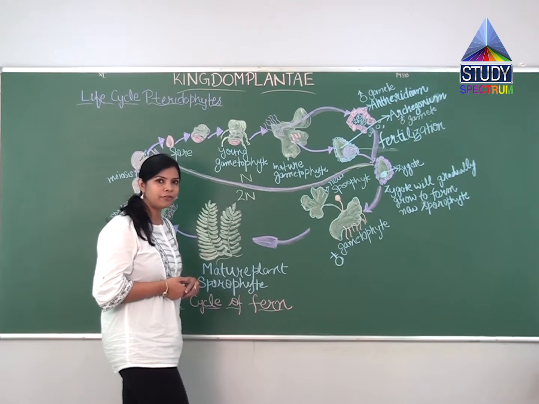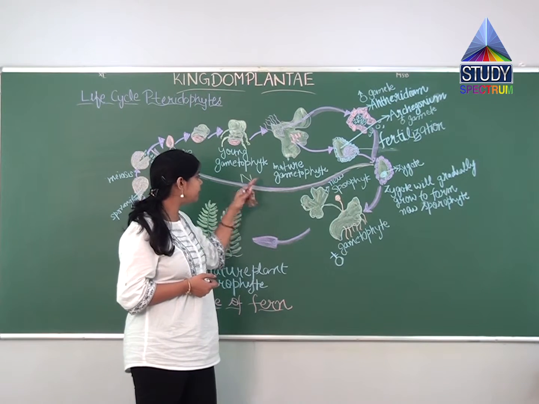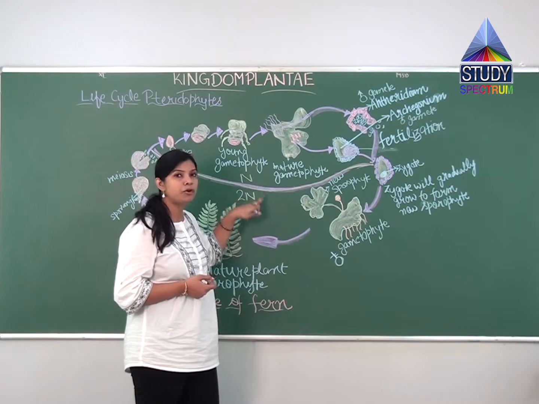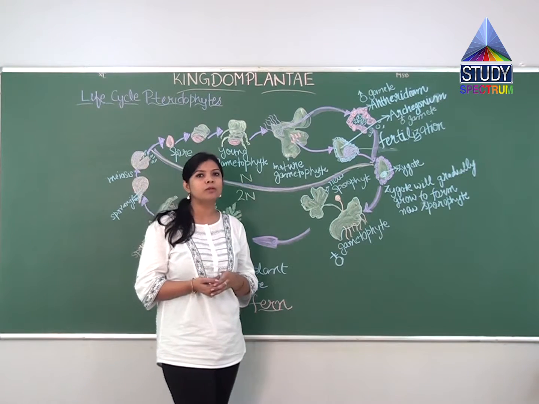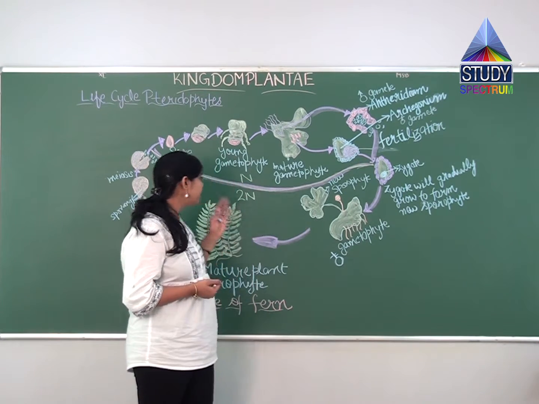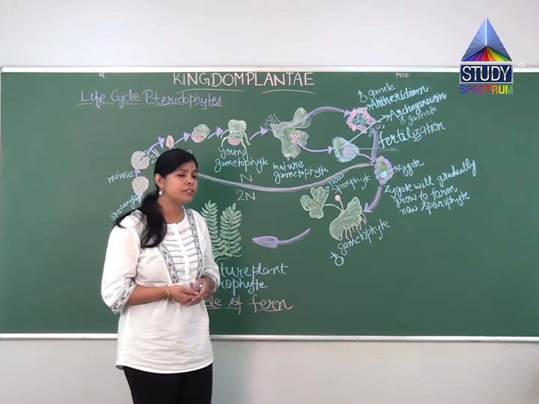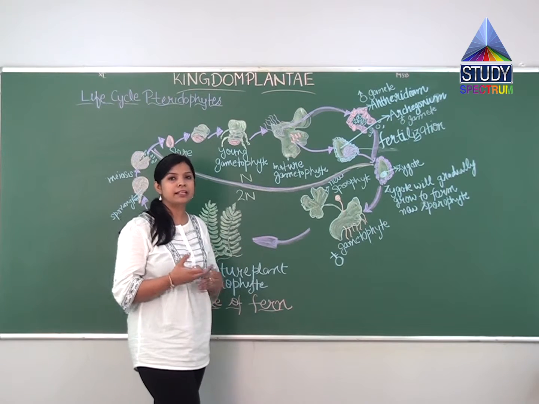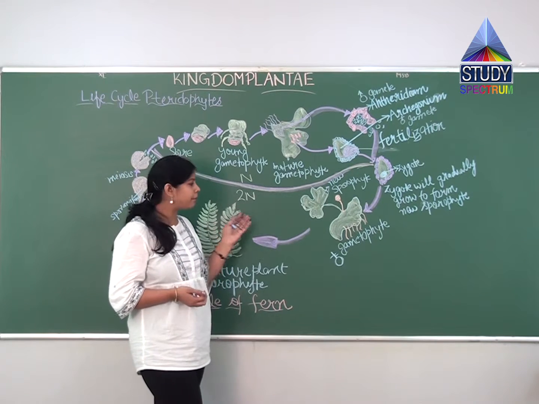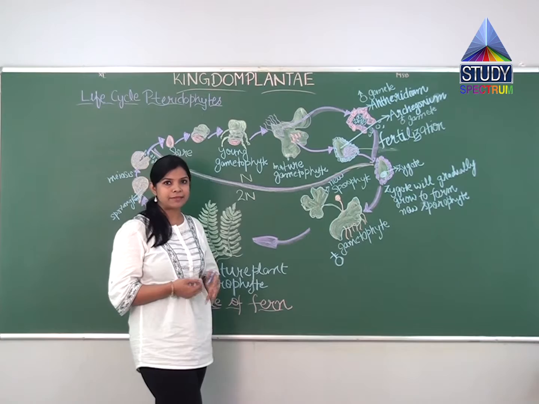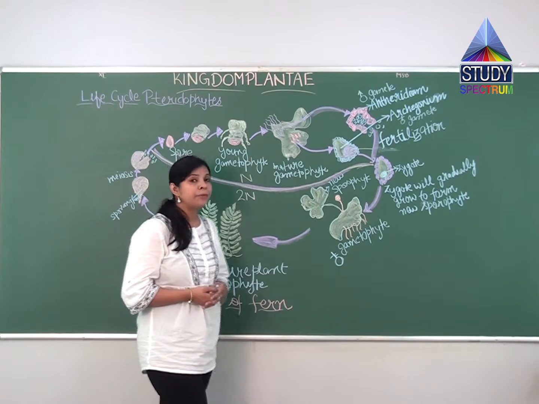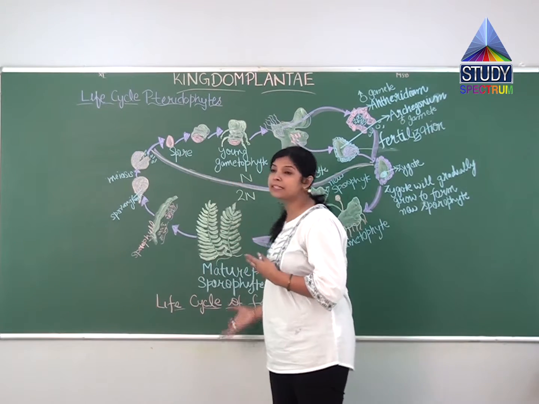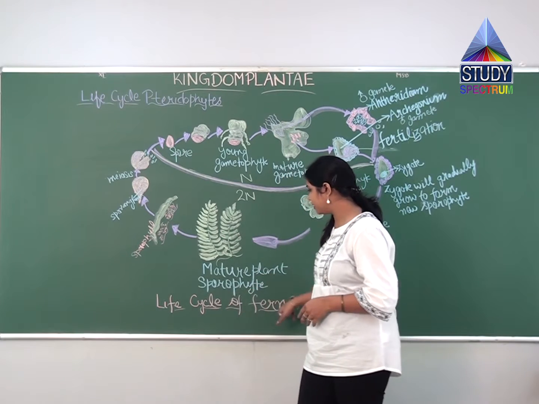So what is the meaning of haploid stage? It means only n number, meaning the set of chromosomes will be single. But the diploid stage will be in 2n numbers, meaning the set of chromosomes will be diploid. So how does this life cycle take place, let us discuss. Here I have taken the life cycle of a fern.